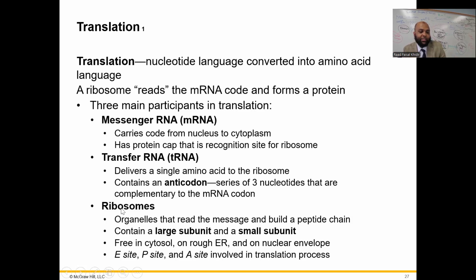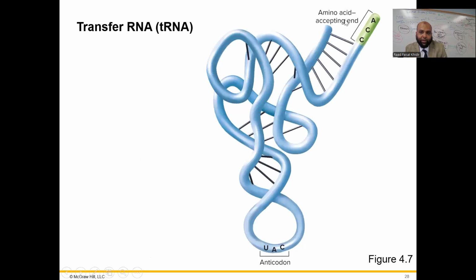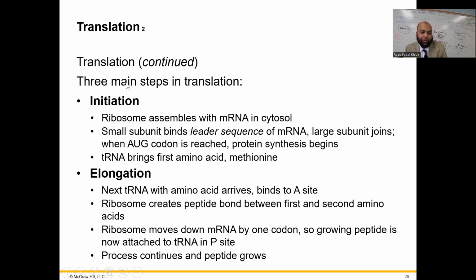So now the ribosome has 3 sites: an exit site, the E site, an A site, and the P site. So the E site is how we leave the cell. And it is made up of a large subunit and a small subunit: a 40S and a 60S make an 80S. We will see that in a little bit. So that's the amino acid accepting end. That is the anticodon.